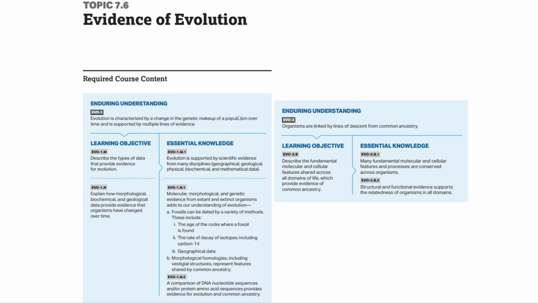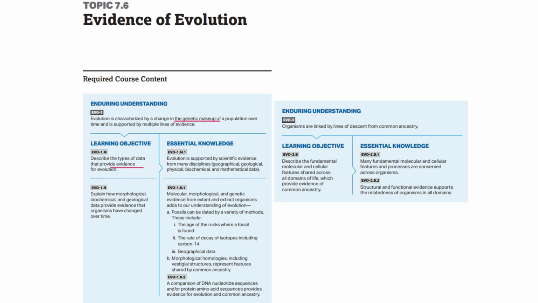This is lecture 5. We're going to be covering 3 topics on AP Classroom when we do this lecture. It's going to be multiple topics, 7.6, 7.7, and 7.8. And so 7.6, again, changing genetic makeup, right? Changing alleles. And so describe the types of data that provide evidence for evolution.